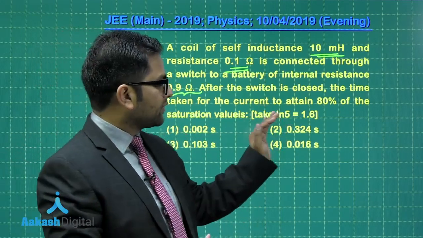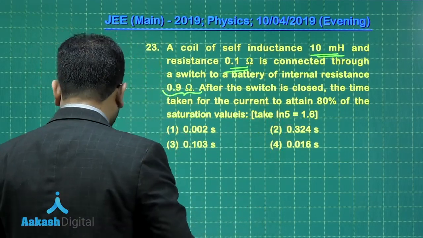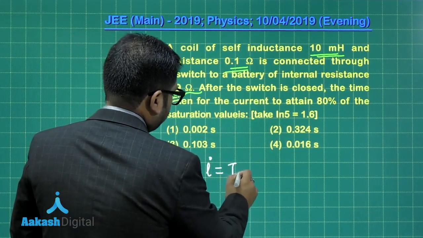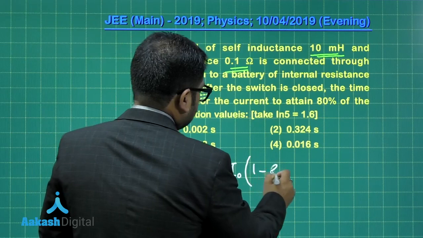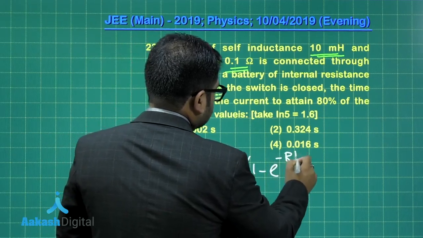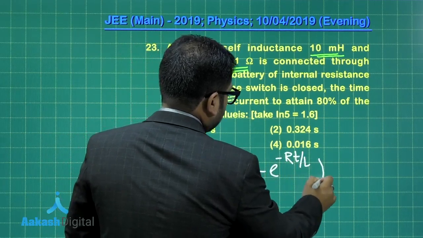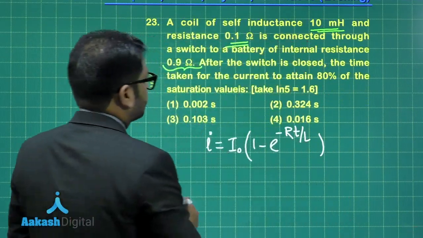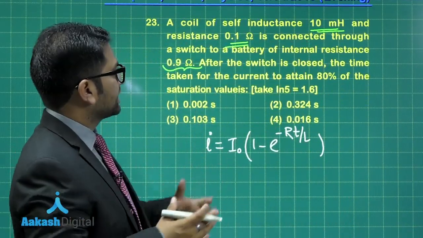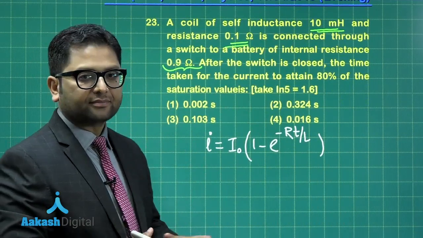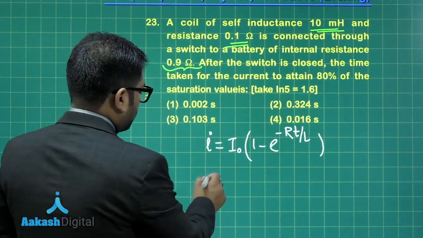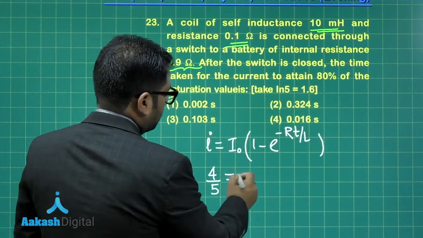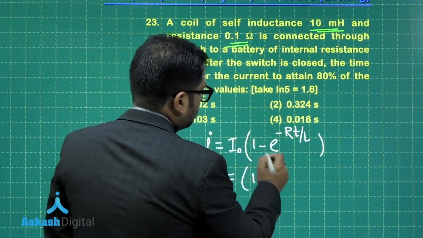So here, just for the sake of simplicity, it has been given, and it is something like I equals I naught times 1 minus e raised to the power minus RT by L. That's the RL charging equation. Now it says 80% of the saturation value. That means this is going to be 4 by 5 times I naught, and I naught will cancel, giving 1 minus e raised to the power.